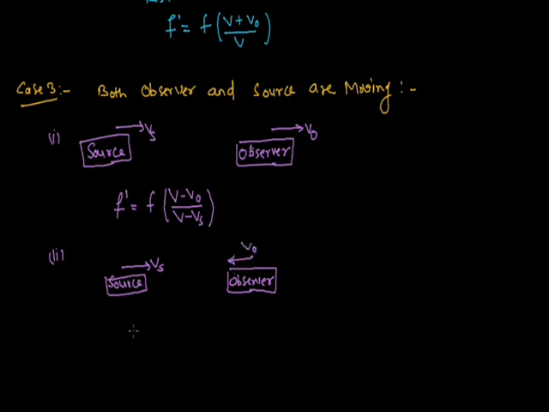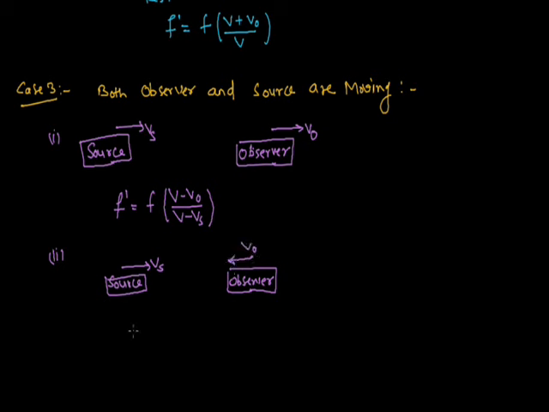Now the third condition is, if the source is moving with velocity vs away from the observer and the observer is also moving with v naught velocity, going away from the source. Now the frequency received by the observer will be f into v minus v naught upon v plus vs.